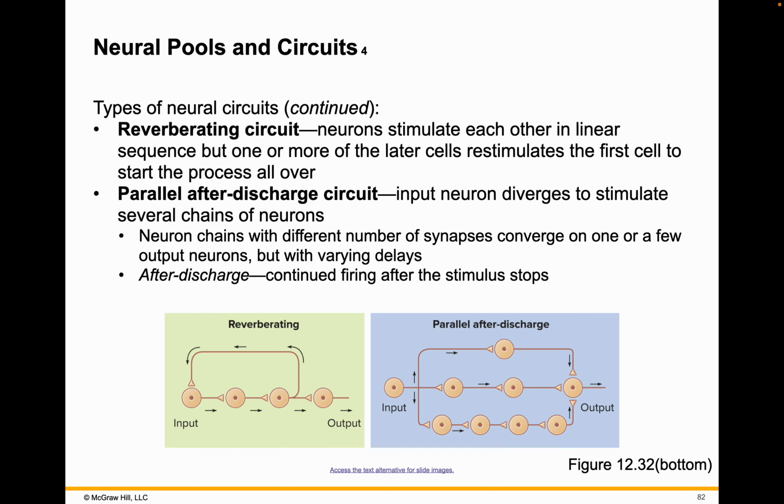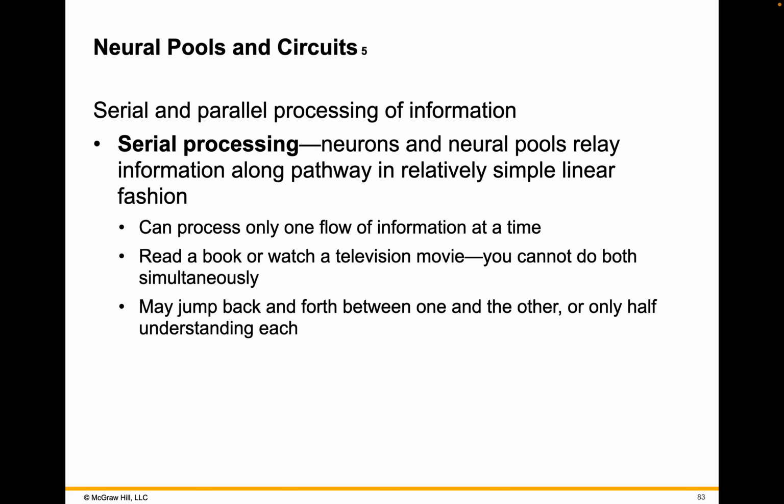Reverberating circuits are those in which neurons stimulate each other in a linear sequence, but one or more of the later cells re-stimulates the first cell. We can also have parallel after-discharge circuits in which the input neuron diverges to stimulate several chains of neurons. We can use serial processing, in which neurons and neural pools relay information along a pathway in a relatively simple linear fashion.